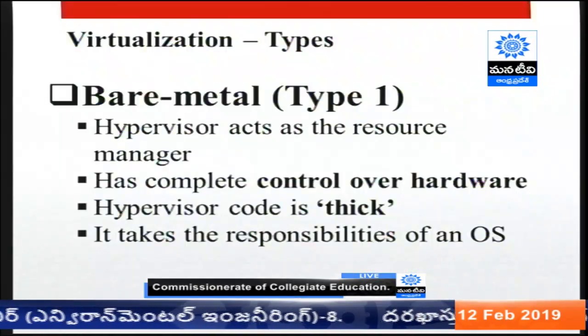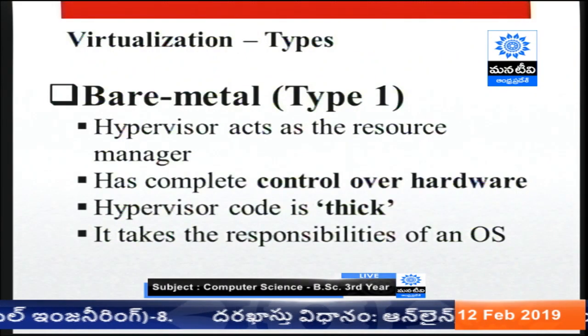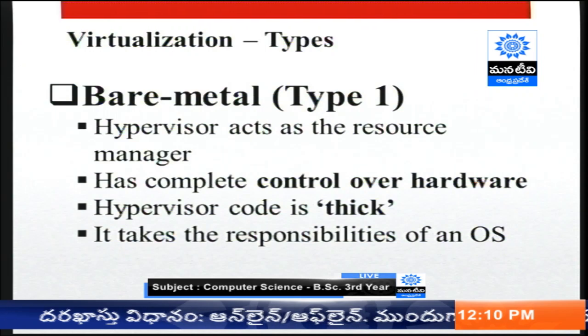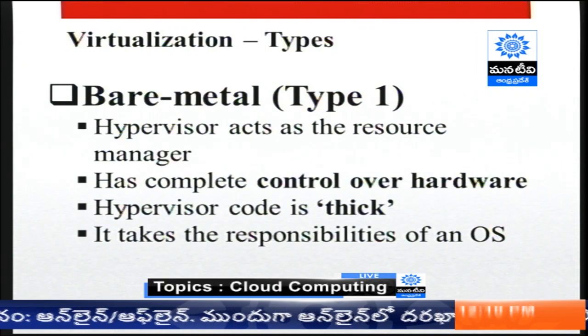There are different types of virtualization. As I said, using a hypervisor you can create virtual machines in multiple ways. The very first one is bare metal. As the name suggests, on top of the hardware your hypervisor runs. There is no operating system. Typically, in order to make your computer work, you need an operating system. So without an operating system, how can you make it work? What do we do in this case?